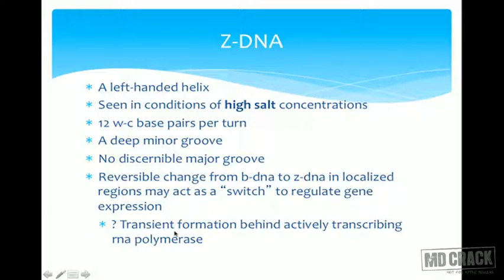Maybe it is involved in transient formation. Maybe Z-DNA is transiently formed whenever there is an actively transcribing RNA polymerase. Maybe that is the reason for the transient formation. But more than that, Z-DNA is usually seen in high salt conditions. From an MCQ point of view, hence I am telling about these.